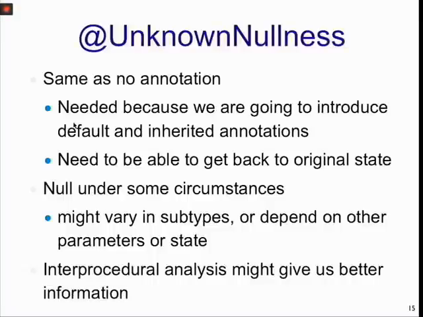And this means that it's null under some circumstance, might vary in the subtypes, depend on other parameters or state. Interprocedural analysis might give us better information. If something is marked as unknown nullness, that doesn't prevent us from doing interprocedural analysis to find a potential error. It just means there's been no statement of design intent about the nullness of this element.